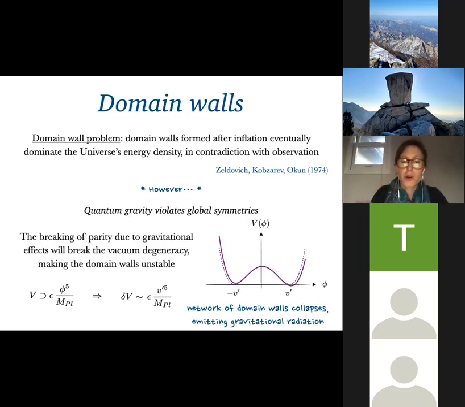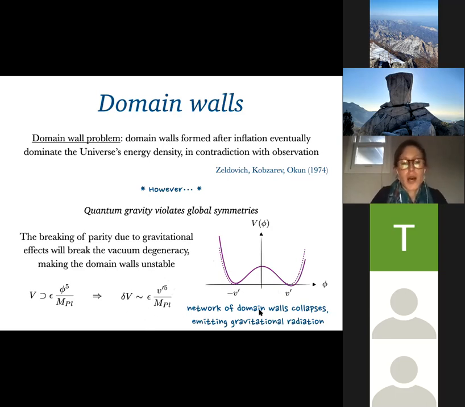However, this is no longer a problem if we remember that, again, we expect quantum gravity to violate all global symmetry. So the breaking of parity due to gravitational effects will break the degeneracy between the two vacua related by the discrete symmetry. So for instance, this is the leading higher dimensional operator that breaks parity in the pseudoscalar sector. And I am writing here an overall coefficient, epsilon, that I'm using to parameterize how much gravity violates this global symmetry. So after spontaneous symmetry breaking, this operator will lead to an energy difference between the two previously degenerate vacua, which parametrically is given by this expression, okay?